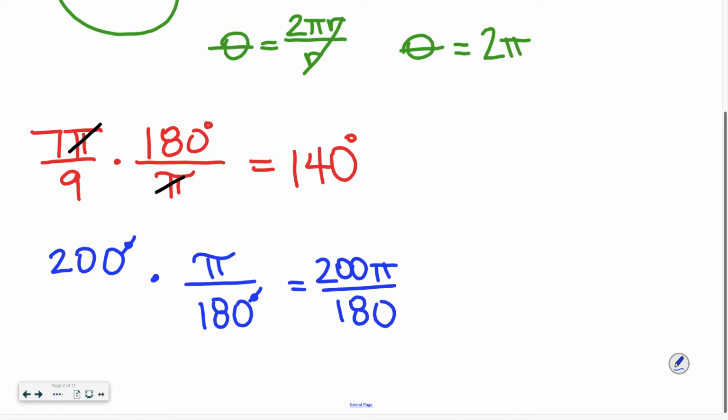Now, you're not going to leave it like that. We would need to reduce it down. What does 200 over 180 reduce down to? Okay. 10 pi over 9.